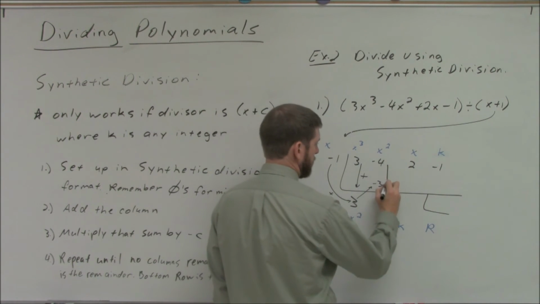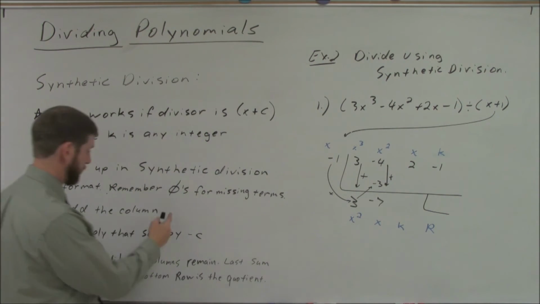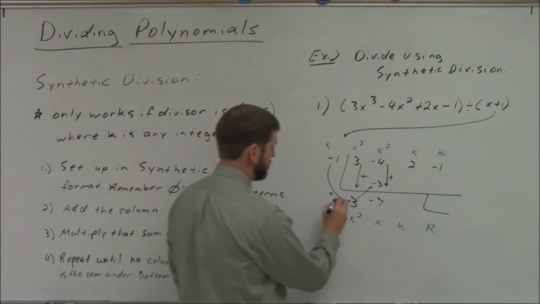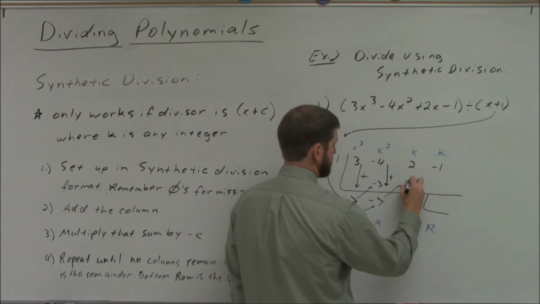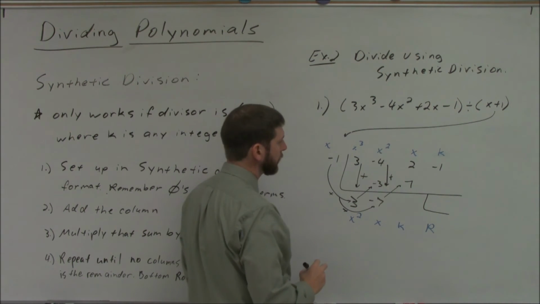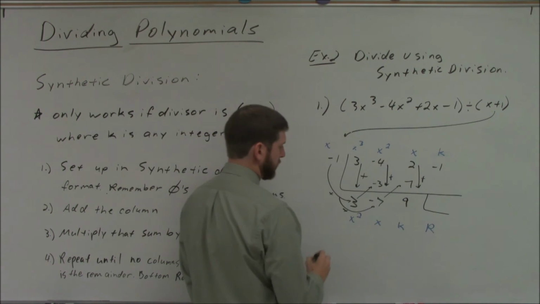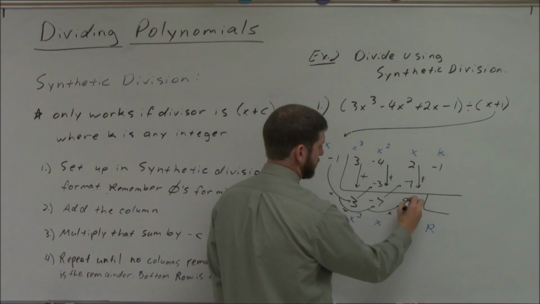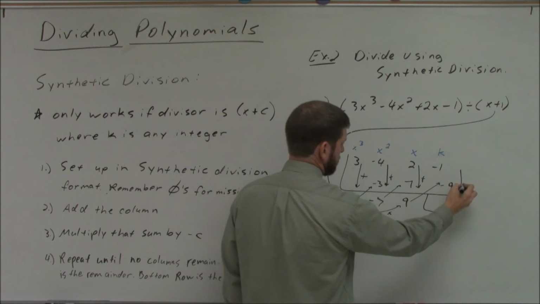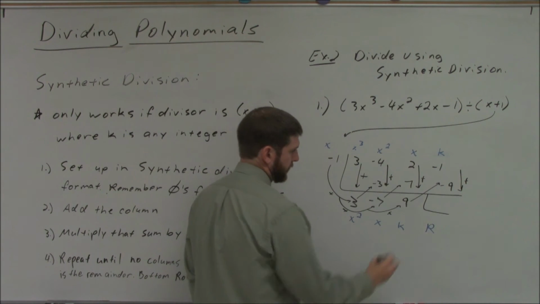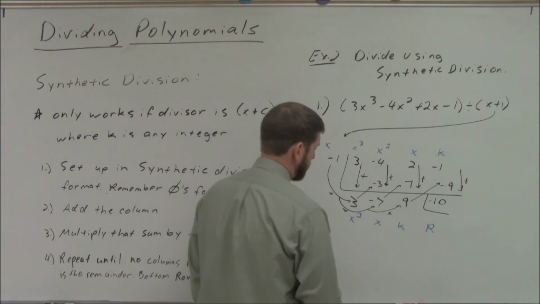Then we add our column up. -4, -3 is -7. Add the column, multiply by the opposite of C. So -1 times -7 is +7. Add the column. 2 plus 7 is 9. Multiply by the opposite of C. Negative 1 and 9 is negative 9. Add the column. Negative 1, negative 9 is negative 10. And then we're finished. We have no more numbers, no more columns, so we know that that's it.